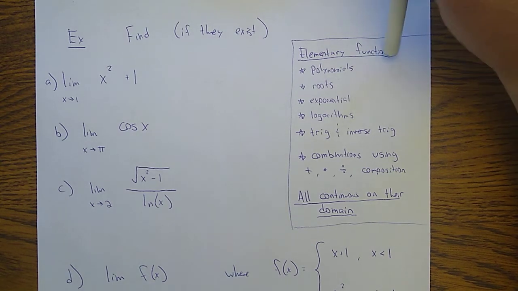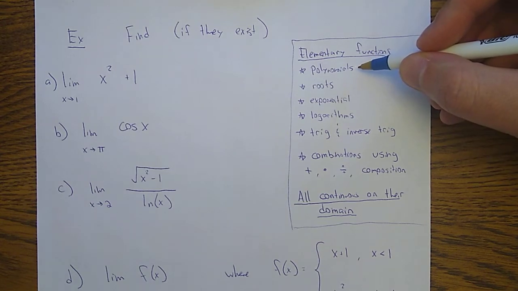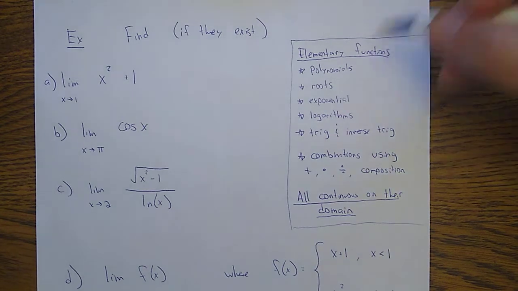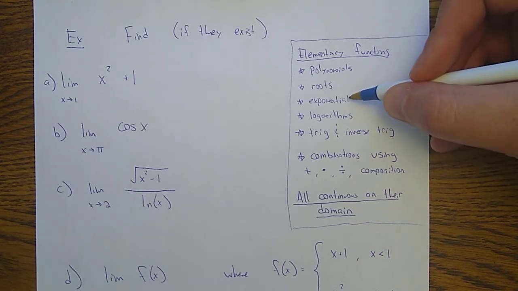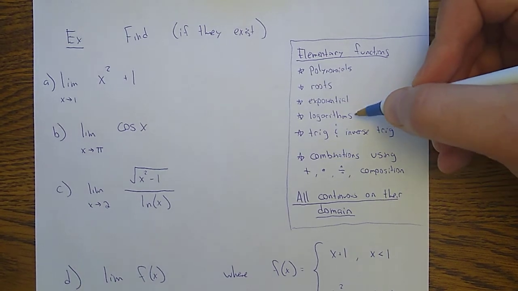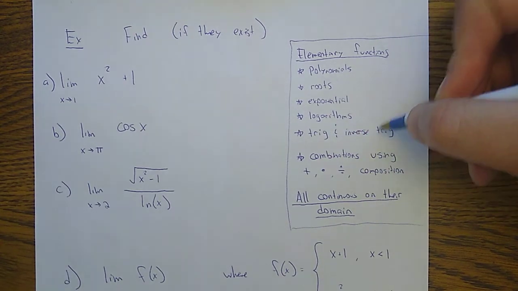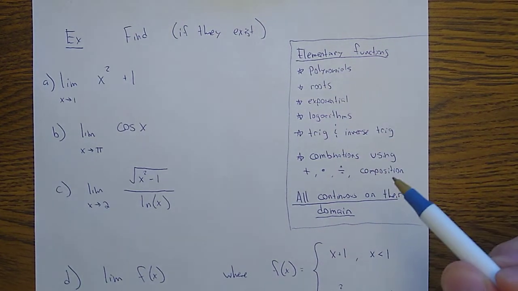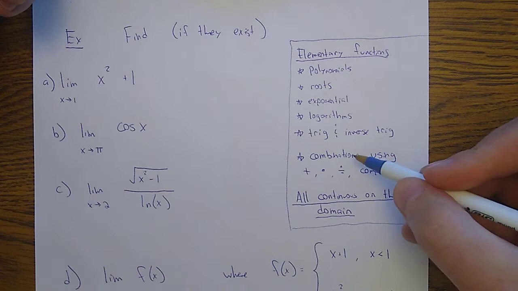Almost all of the functions that you've ever known or heard about are elementary functions. Elementary functions include polynomials like x squared or x squared plus 1 or really any power of x. They include roots, like the square root of x, cube root of x, this type of stuff. Exponential functions like e to the x. Logarithms like natural log of x or log base 2 of x. It includes all trig and inverse trig functions, and a lot more because you can build elementary functions from other elementary functions by combining them.